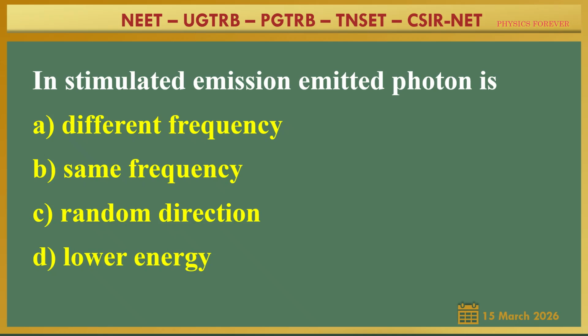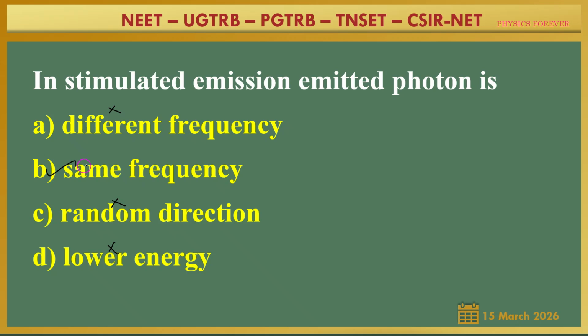For two identical photons, the emitted photons must have the same energy, the same phase, the same direction and the same frequency. If they are different, there is no need. Random photons would have lower energy. So there should be the same energy, and not only the same energy but also the same direction and the same phase.